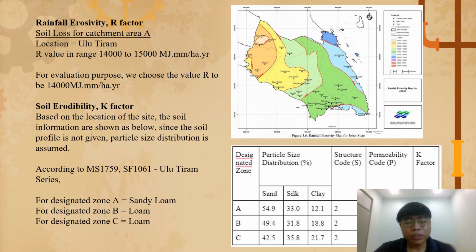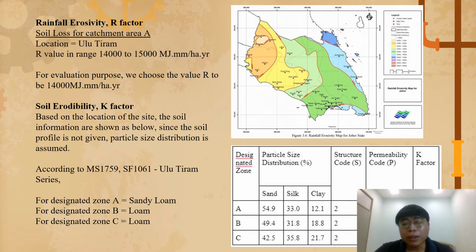From the previous formula, we need to know the rainfall erosivity R factor. From this map, we can assume that the location is Ulu Tiram and the R value is in the range of 14,000 to 15,000. For evaluation purposes, we choose the R value to be 14,000 as stated for Ulu Tiram. And then we go to the soil erodibility K factor.